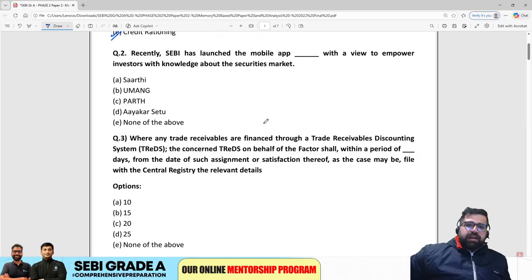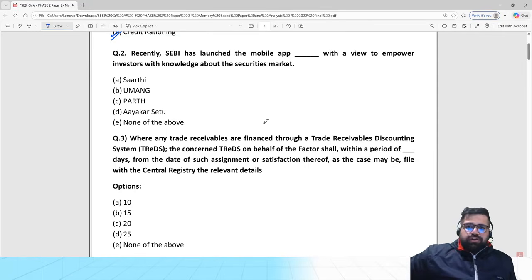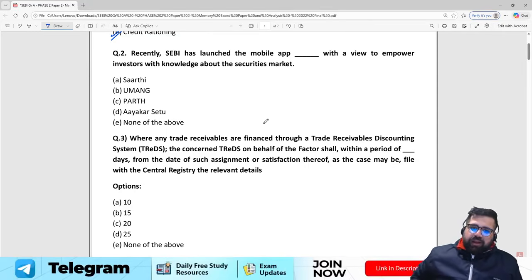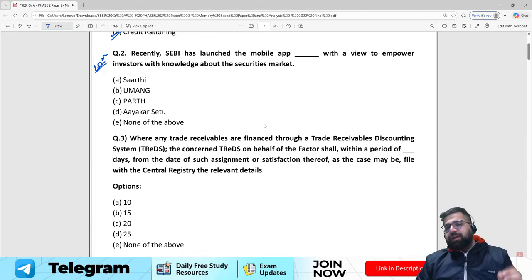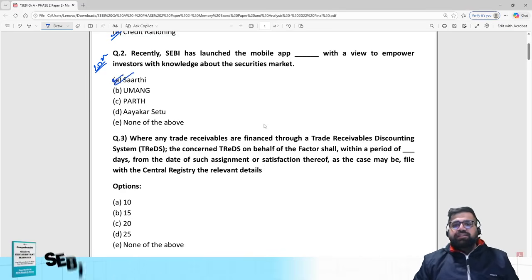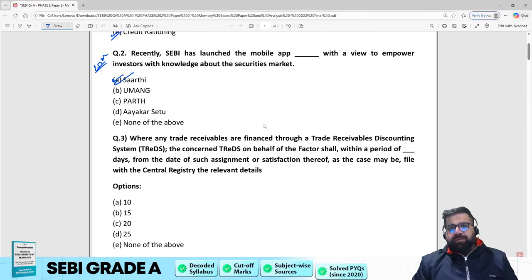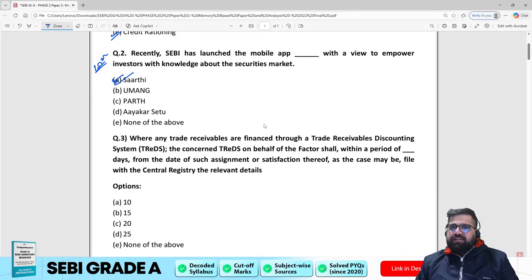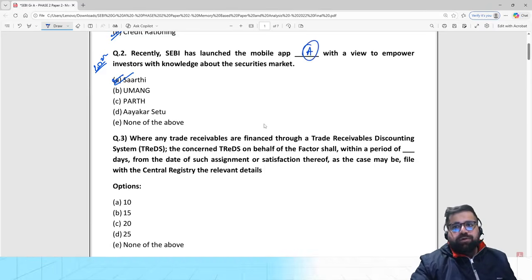Question number 2. Recently, SEBI has launched a mobile app, dash, with the view to empower investors' knowledge about the securities market. Now we are solving the paper of 2022, and in 2022 there was a big current affair related to SEBI, that SEBI has launched a new mobile app which goes by the name of Sarthi. Right? This is basically like an investor awareness program. So you should be aware about SEBI related current affairs in the upcoming Phase 2, which is scheduled on 21st of Feb. Right? So the correct answer for question number 2 is option number A.